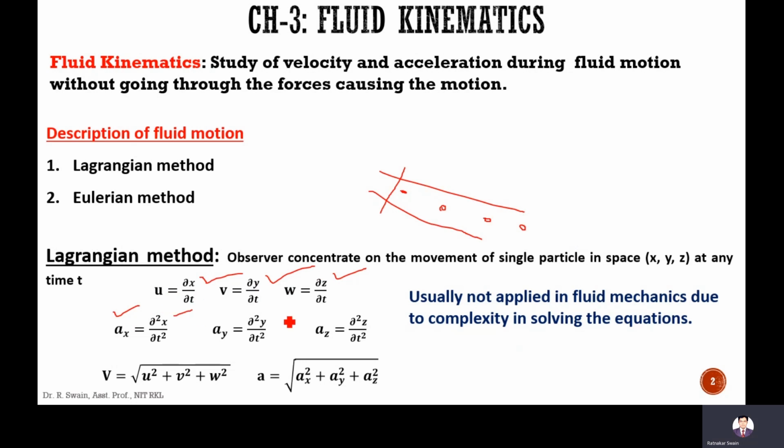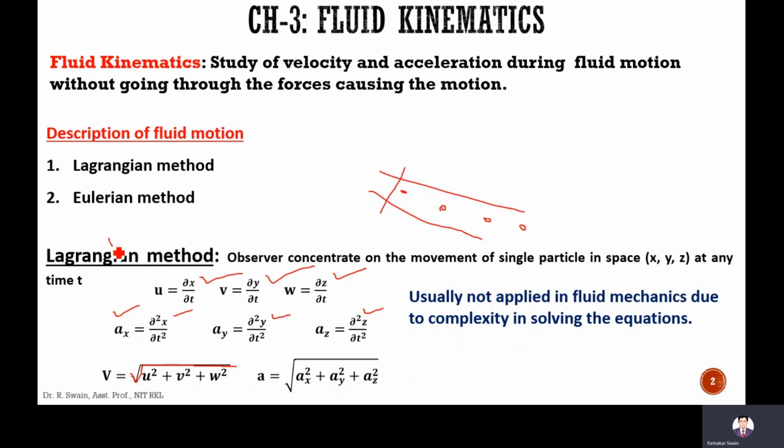Acceleration, which is the derivative of velocity with respect to time, will give you ax equal to del square x by del t square. ay, that is acceleration in y direction, is del square y by del t square. az, the acceleration in z direction, is del square z by del t square. So the resultant velocity is the square root of the sum of squares of velocities in x, y and z direction, that is square root of u square plus v square plus w square. Acceleration is the square root of ax square plus ay square plus az square.